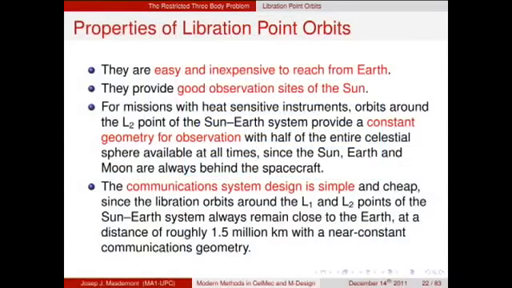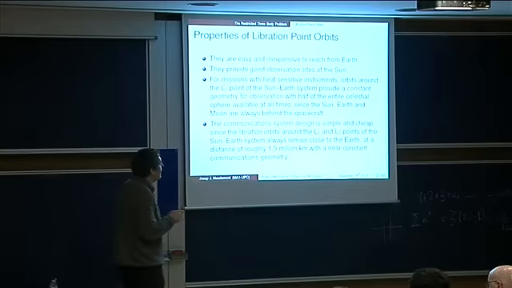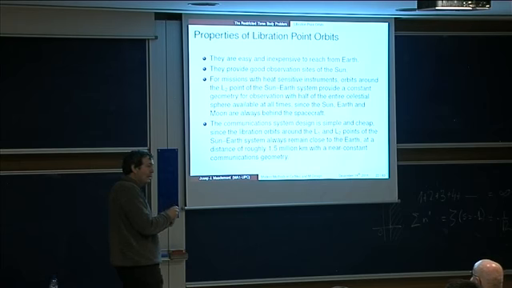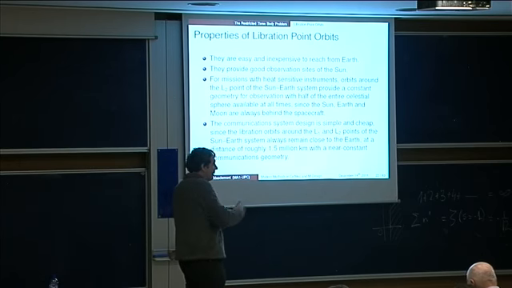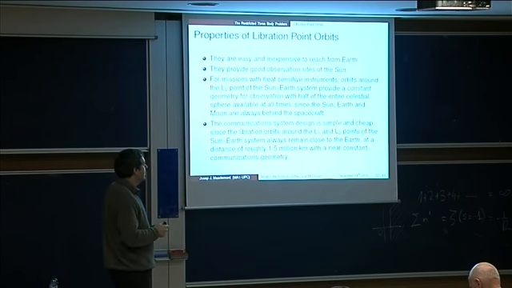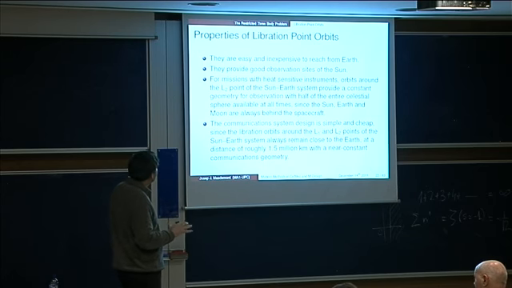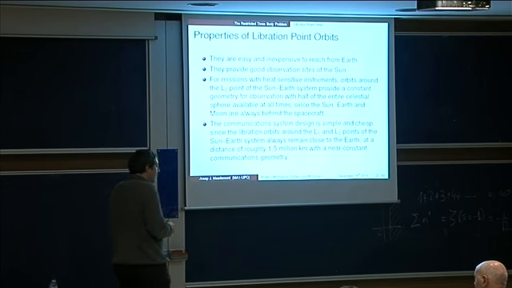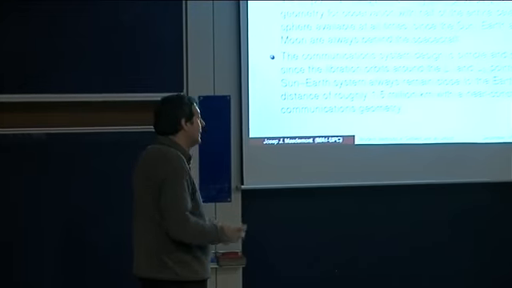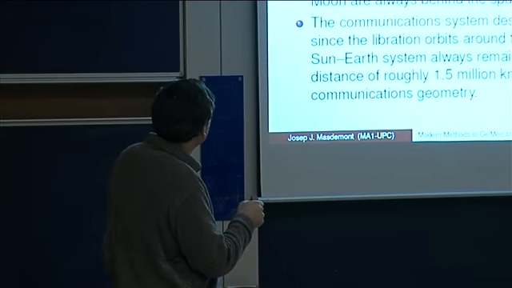So why do we need to go to these libration point orbits? The thing is that these libration point orbits are easy and inexpensive to reach from the Earth, and they provide good observation sites of the Sun. For instance, L1 is between the Sun and the Earth, so you can observe the Sun and at the same time send the signal of the observations back to the Earth, aligned in the same position. Essentially, all the properties of the libration points are good because of these nice relative configurations.